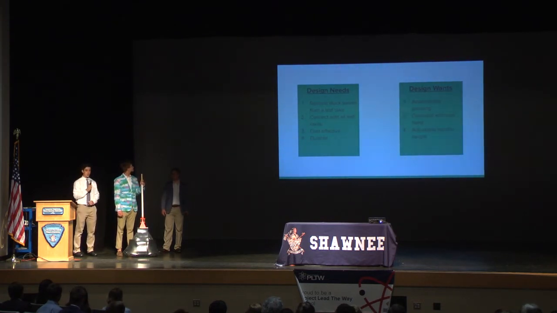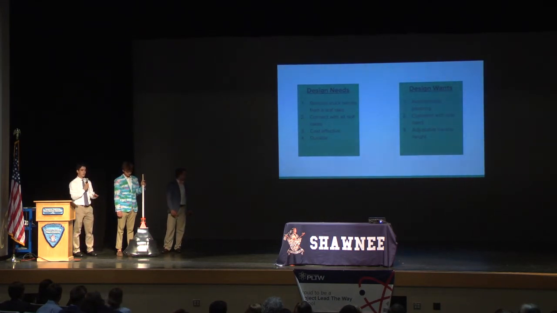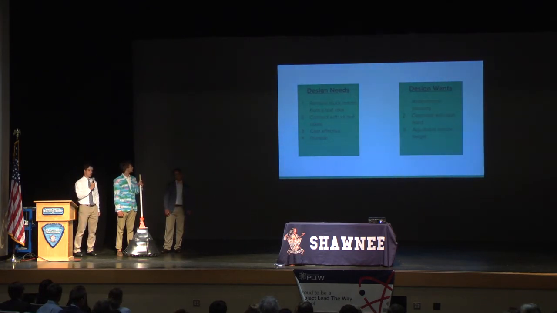Secondly, we want it to connect with all leaf rakes, or as much as we can possibly do that, because there is a wide variation. We also want it to be cost-effective and durable. We thought those were two very important things. And now, for our wants, these are more negotiable things that we thought our product should have. So, first of all, we thought it should be aesthetically pleasing. We also thought it should be operated with one hand, or at least you could have the option to do that, and with an adjustable handle height as well.